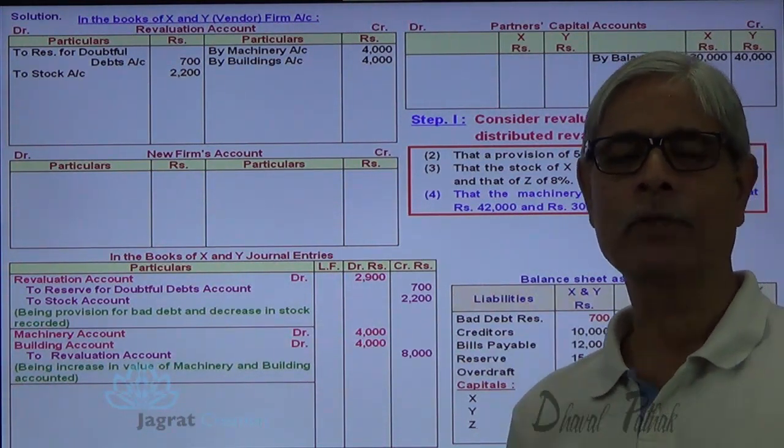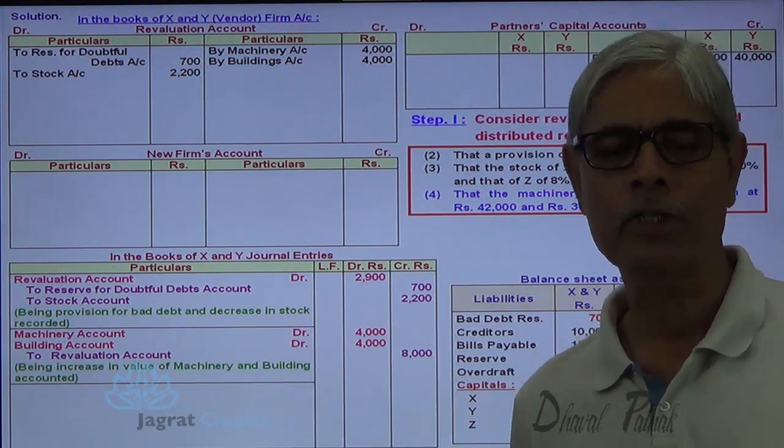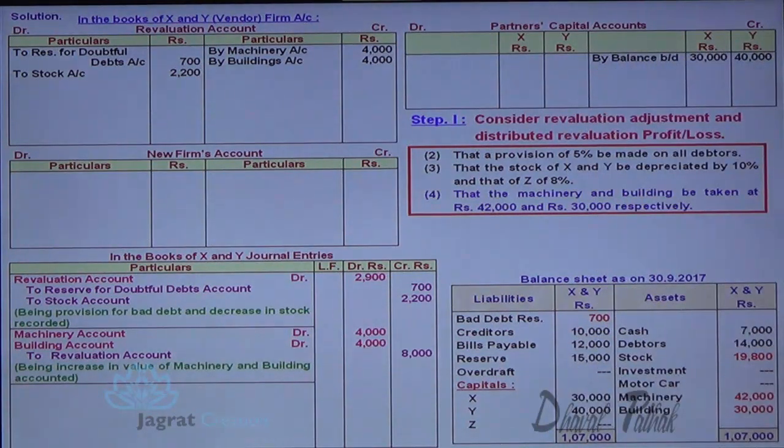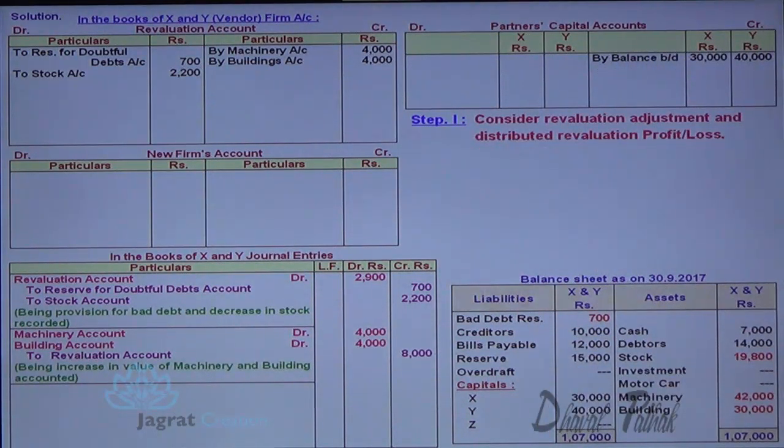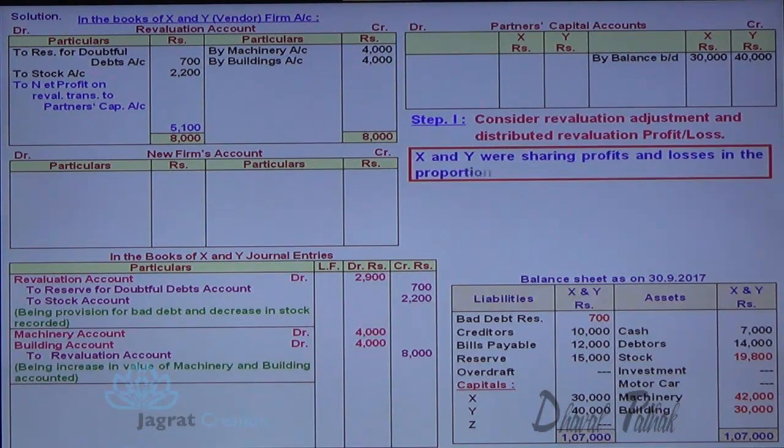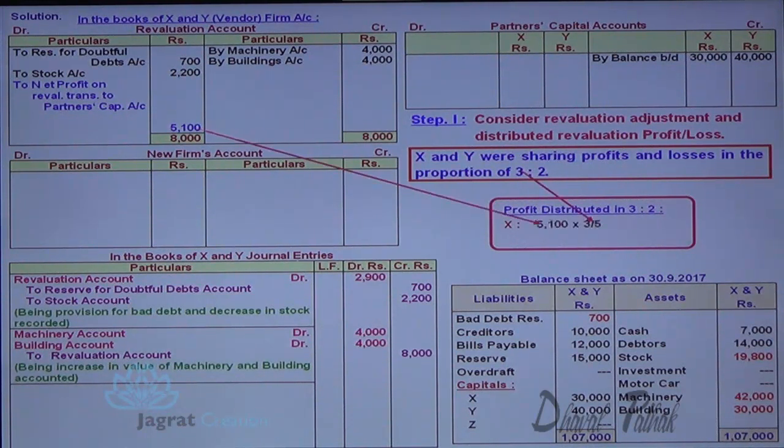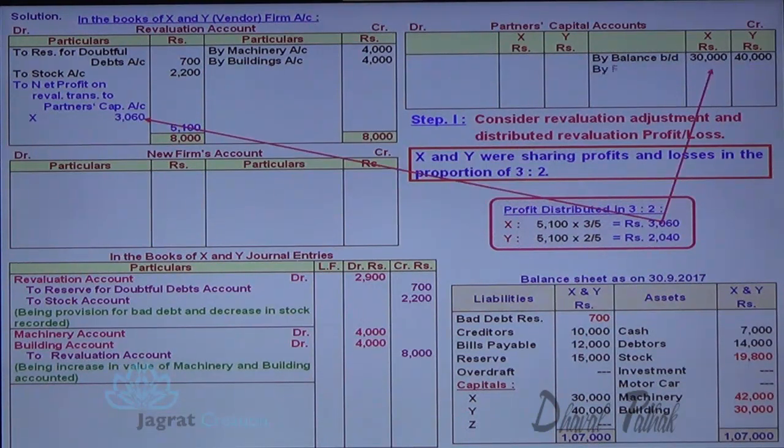Now let me find out the revaluation profit, which will be distributed amongst the partners in the ratio of profit sharing. So the total of credits 8,000 minus 2,900. This will be distributed in the profit sharing ratio, that is 3:2. 5,100 into 3 by 5. 5,100 into 2 by 5. Revaluation account debit to partners' capital accounts credit.